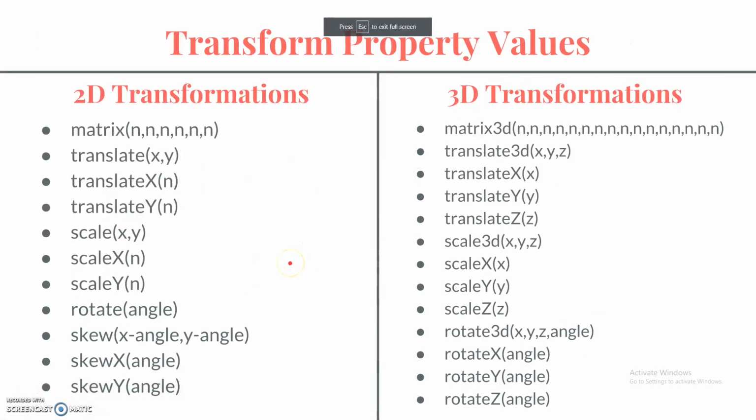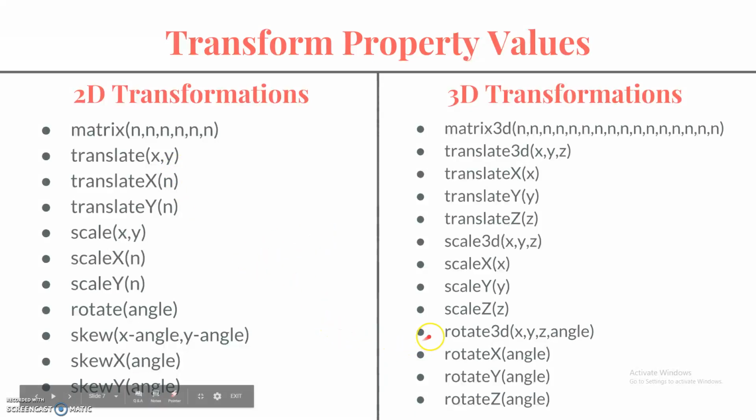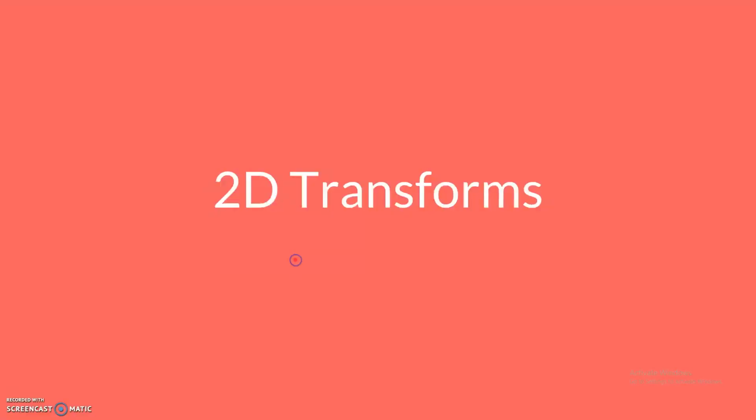So with that out of the way, let's look at some of the property values that are in transforms. You can pause the video really quick to check these out, but the only thing I really want to draw notice to is that here for the 3D transformations, the only thing that it really adds is rotate. Other than that, all of the transformations that are for 3D transformations are also over here in 2D transformations. So we can just keep that in mind.